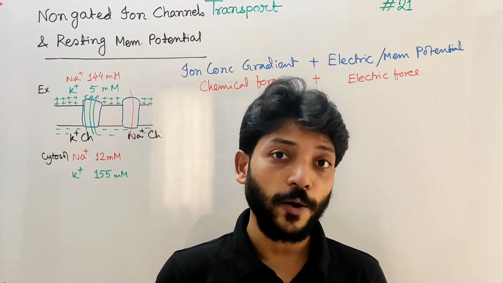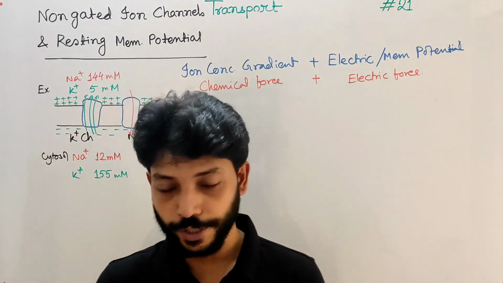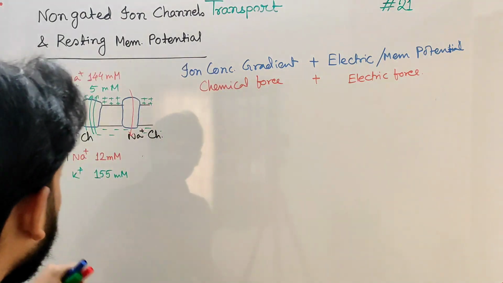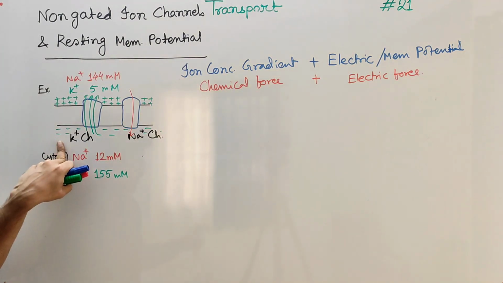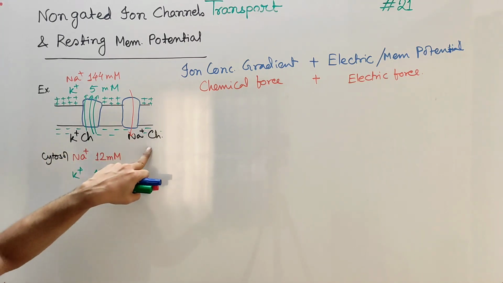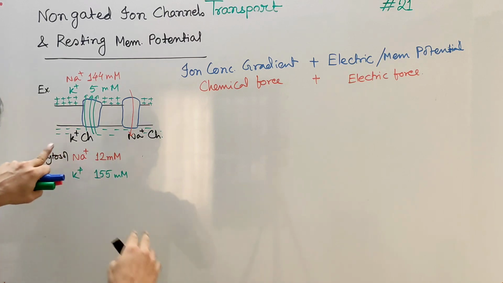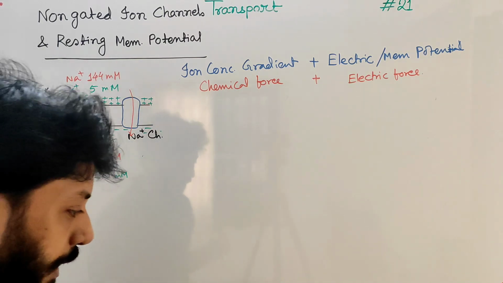Now let's understand how this resting membrane potential is actually generated. As I have mentioned, many potassium channels are responsible for the generation of resting membrane potential, and very few sodium channels are open. So we will majorly focus on the potassium channels.